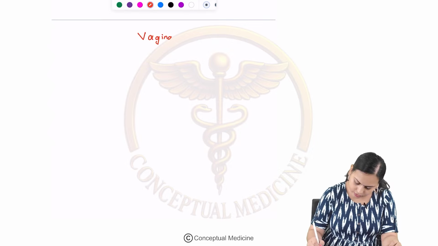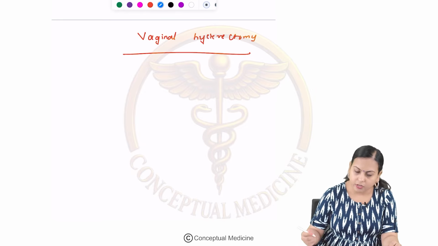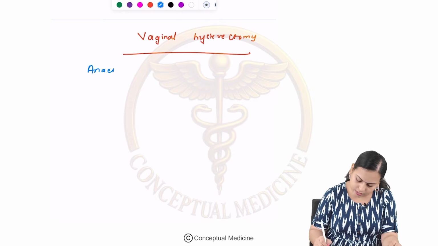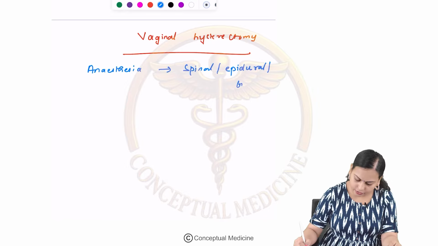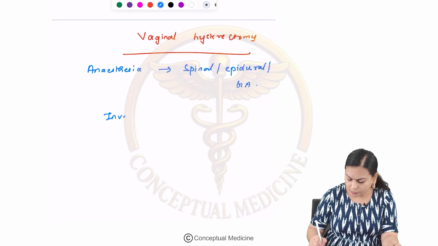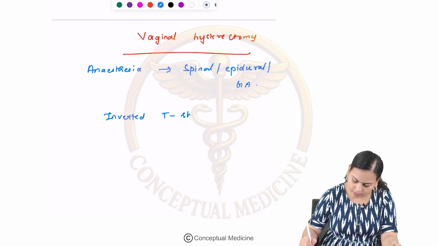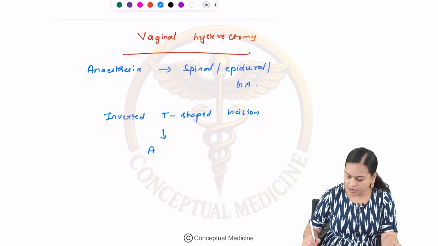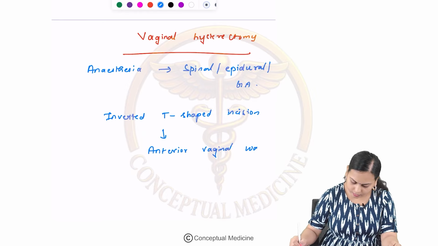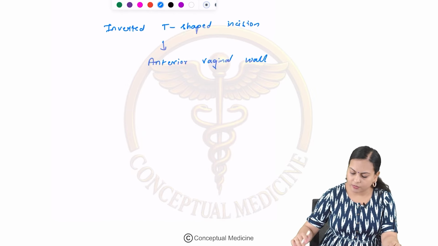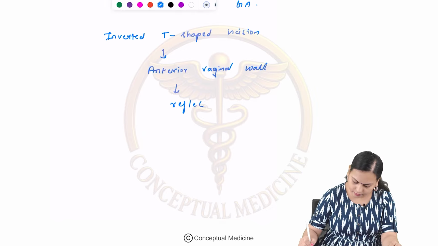So vaginal hysterectomy, you can give anesthesia that may be spinal or epidural or even general anesthesia. You have to put an inverted T-shaped incision on the anterior vaginal wall. Then the anterior vaginal wall will be reflected.